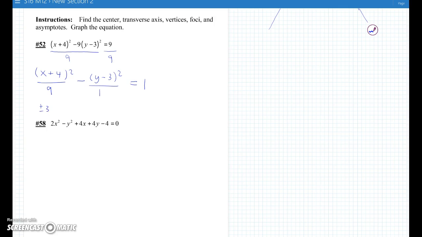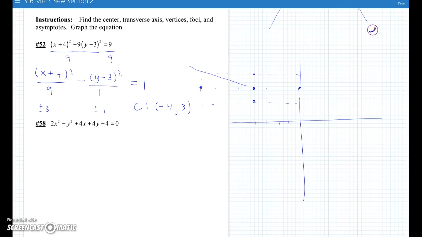So in the x direction, I'm going to go plus or minus 3. In the y direction, plus or minus 1. Are you seeing that the center is negative 4, 3? So I'm going to draw my picture where the center is negative 4, 3. Then in the x direction, I'm going to go 3 to the right and 3 to the left. In the y direction, up 1 and down 1. That helps me make my rectangular box. And the diagonals of the box will be the asymptotes.